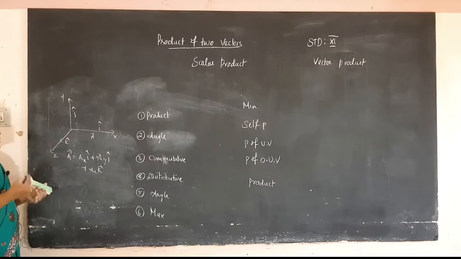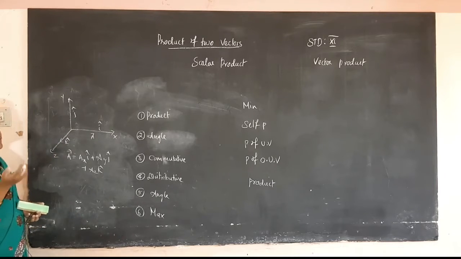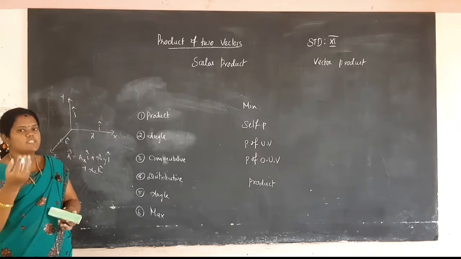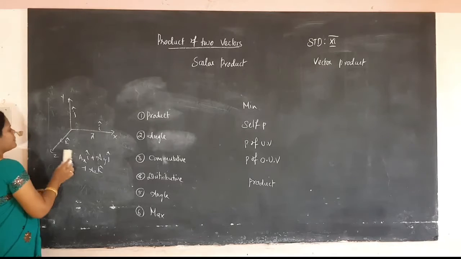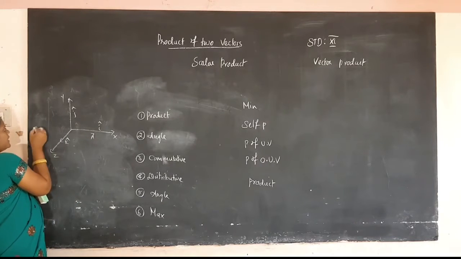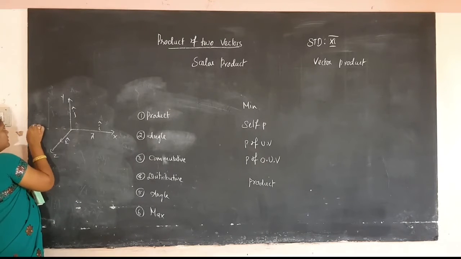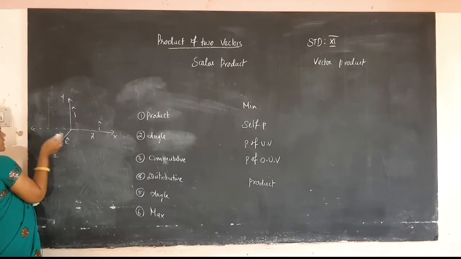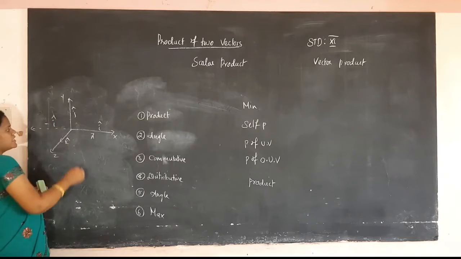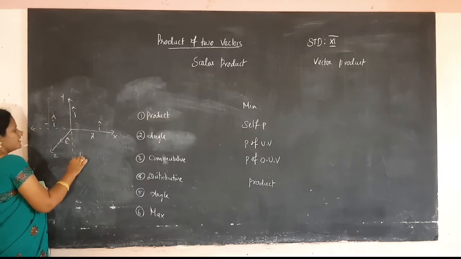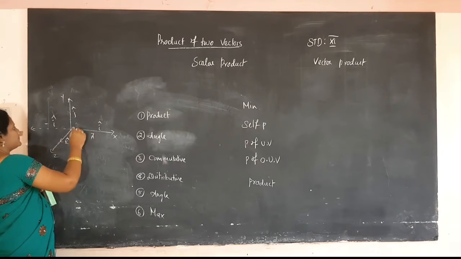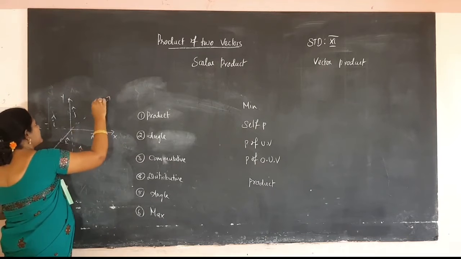Then suppose we consider the opposite side of the x axis, the opposite side of the y axis, the opposite side of the z axis. For example, we consider the opposite side of the x direction. So the x axis is there. We consider the opposite side of x, that is minus i cap. We consider the opposite side of j, minus j cap. Okay. We consider the opposite side of z, that is minus k cap.